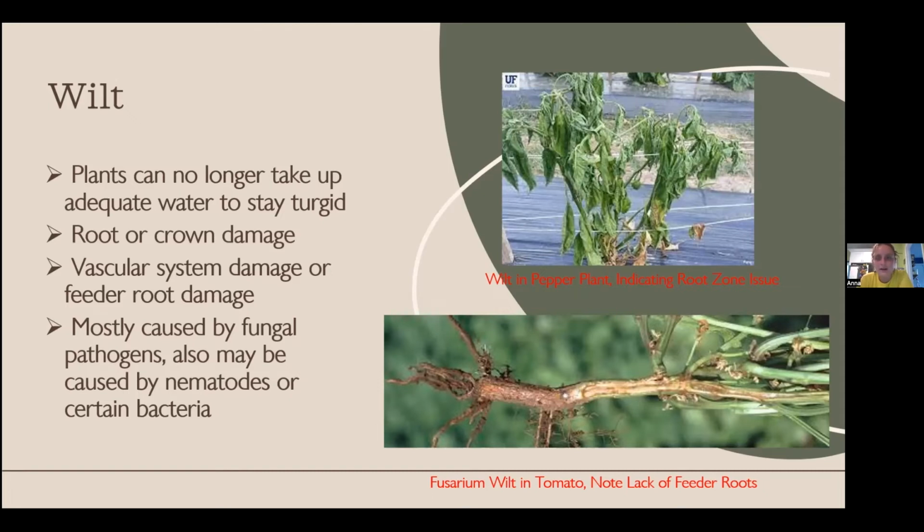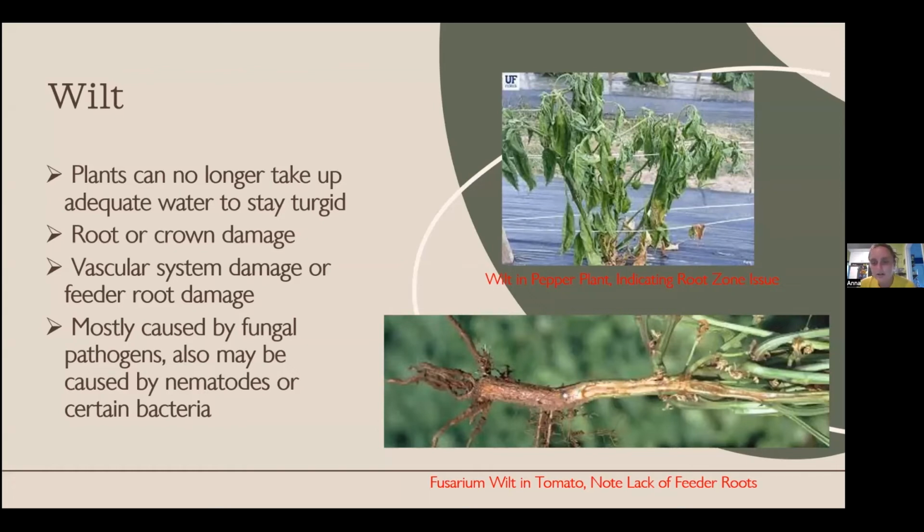Most wilt, if I walk out into a field and see something like this, I know the plant's getting plenty of water, it's maybe getting irrigated. That's when I'm going to pull it up and take a look at what's going on under the ground. They're caused by fungal pathogens in many, many cases, but they can also be caused by nematodes or certain bacteria. But I would say 9.5 out of 10 times that I pull a plant up that looks like this with wilt, it's going to be some sort of fungal pathogen. So that pepper plant up top, I would definitely yank that out and take a look.